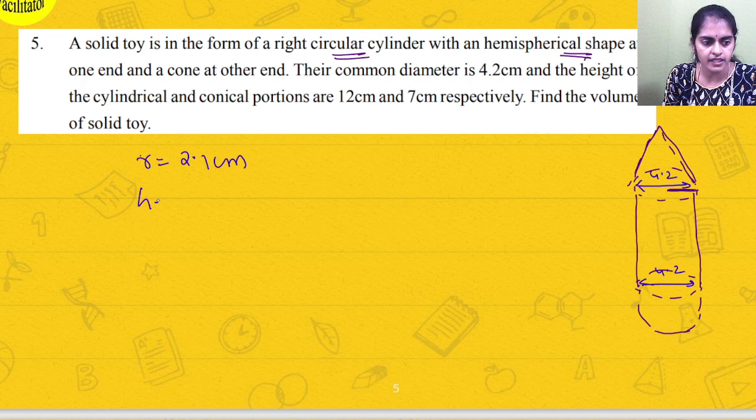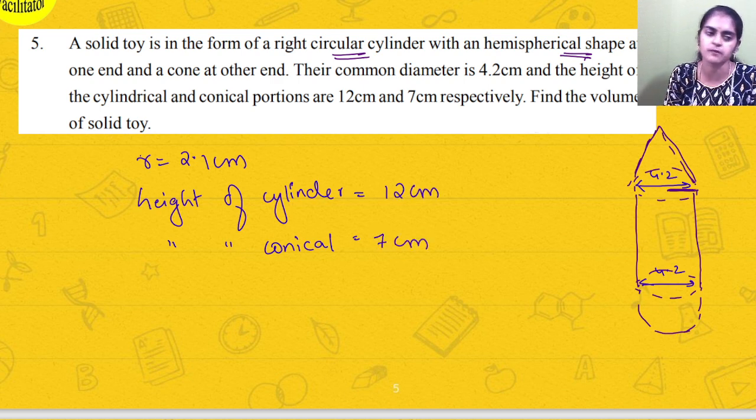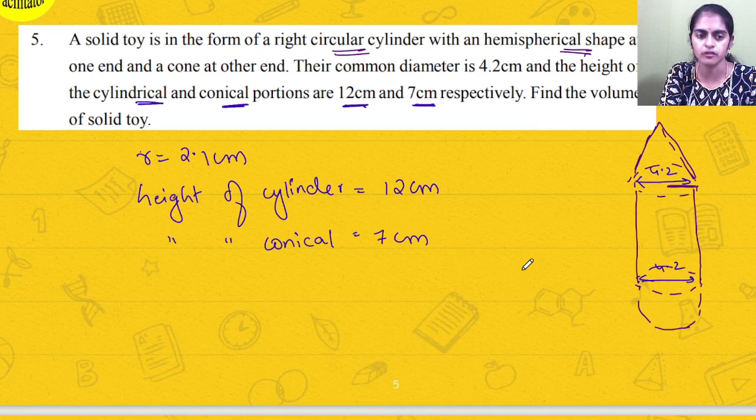Height of cylindrical portion and height of conical portion are given separately. They are 12 and 7 centimeter respectively. First the cylinder is given, so the first measurement is for the cylinder. Second the cone is given, so the second measurement is for the cone. So cylindrical height is 12 and conical height is 7. You need to find the volume of the toy.